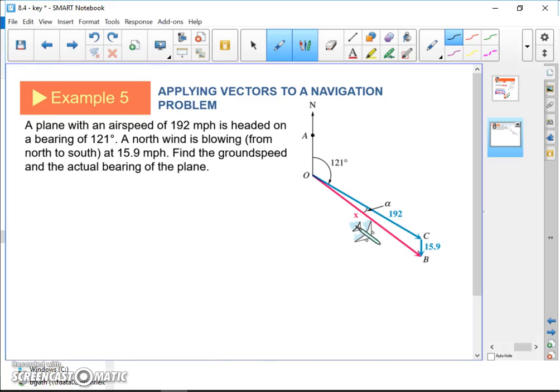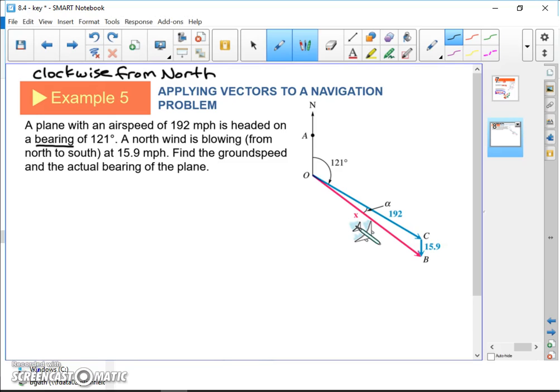Example 5. A plane with airspeed of 192 miles per hour is headed on a bearing of 121 degrees. Okay, so again, keep in mind what bearing means. Bearing is a direction clockwise from north.